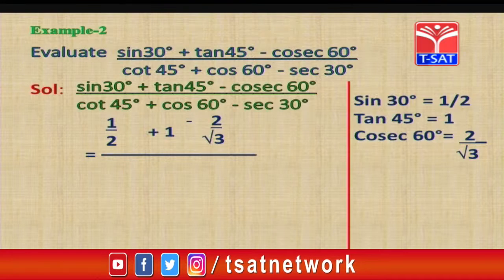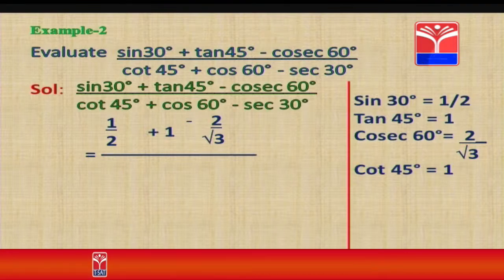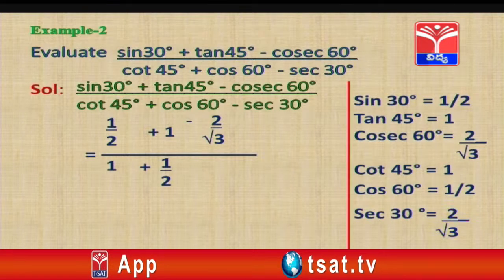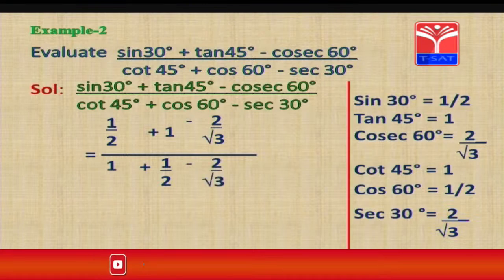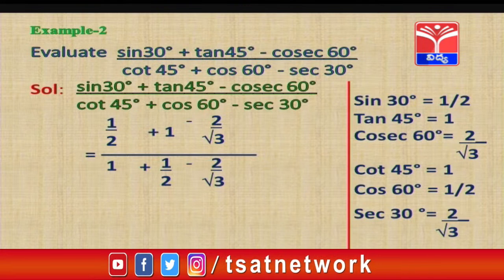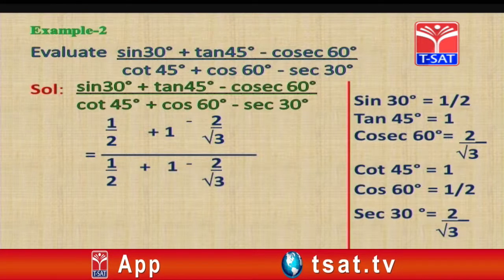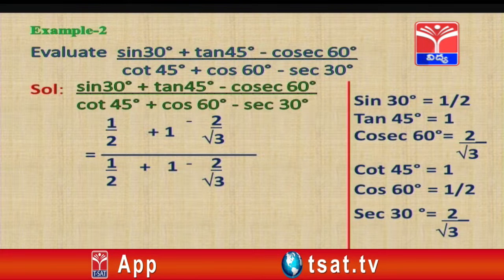Next, what do you have here? Cot 45 degrees is equal to how much? 1. Similarly, cos 60 degrees is how much here? 1 by 2, plus half. Sec 30 degrees is 2 by root 3. So, minus 2 by root 3. If you see the numerator and the denominator, almost all the values are same, but half and the 1 are in different places. If I shuffle them, what happens? Let me see. You see that both numerator as well as denominator are exactly the same.